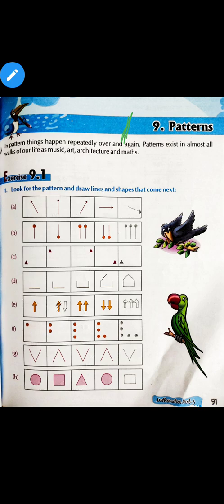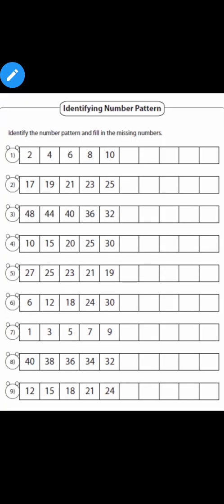Patterns exist in almost all walks of our life, such as music, art, architecture, and maths. There can be different kinds of patterns, like patterns of letters, patterns of numbers, or patterns of shapes. If you look here, this is a number pattern. Here we are discussing number patterns.